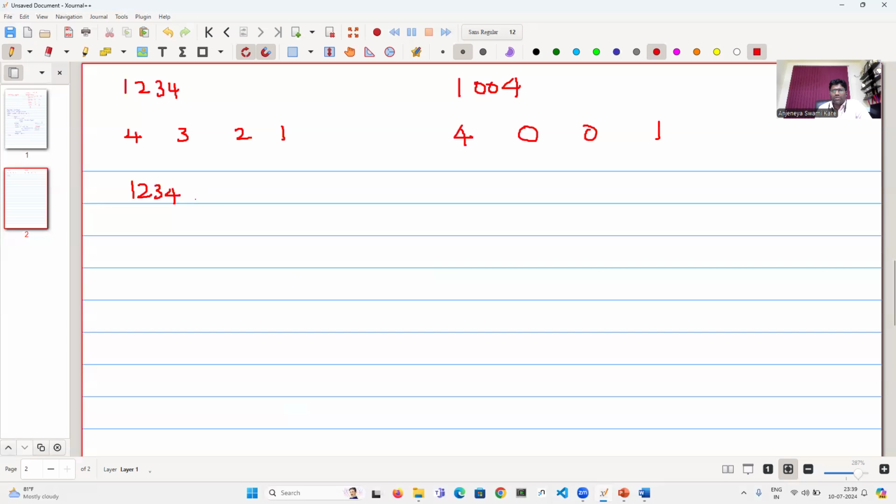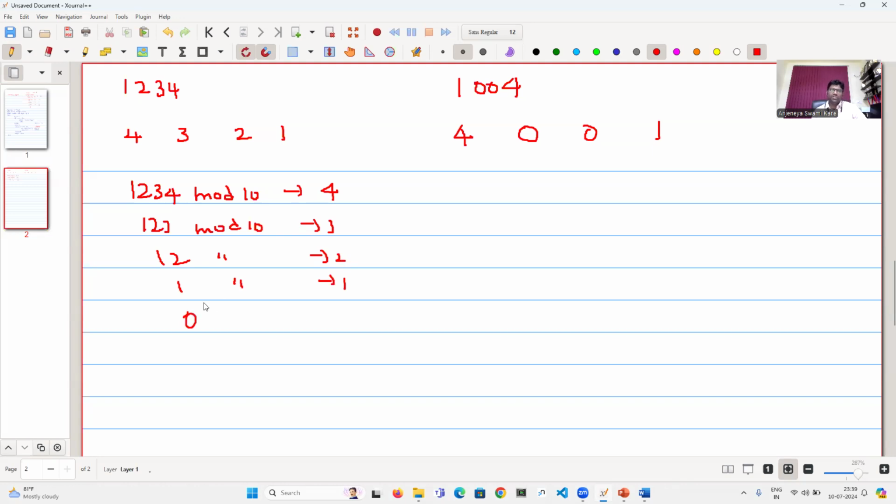Right. So the idea is, suppose you have 1 2 3 4, if you do a modulus 10, what will you get? You will get the rightmost digit. And then if you do n equal to n by 10, 1 2 3 4 becomes 1 2 3. 1 2 3 mod 10 will be 3. 1 2 mod 10 will be 2. 1 mod 10 will be 1. Like this, it will become 0.